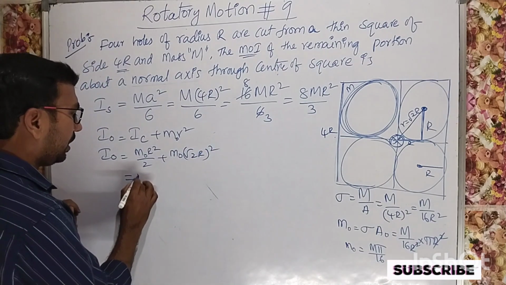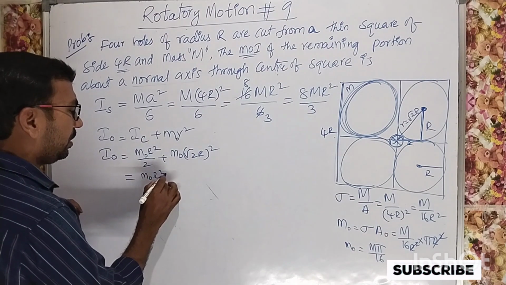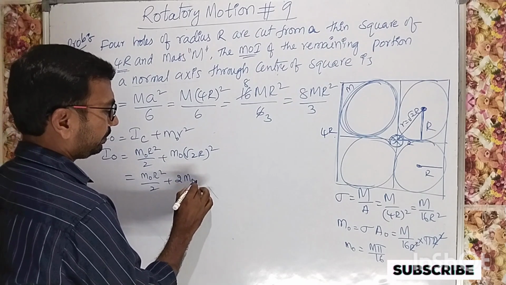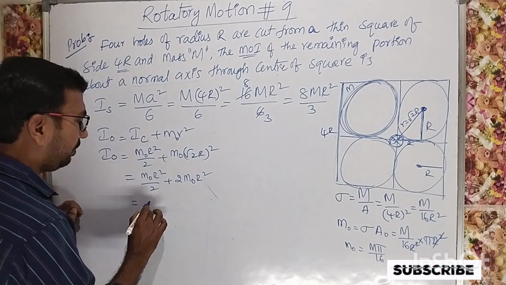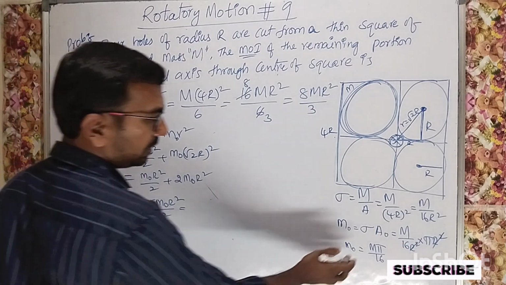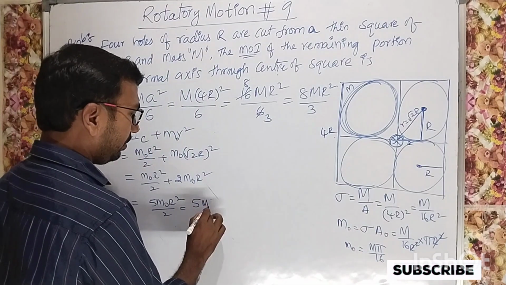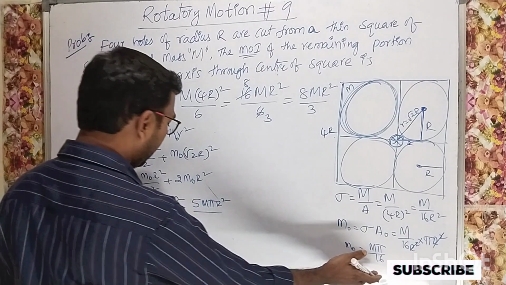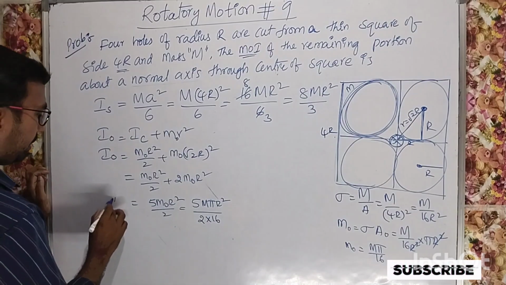Okay. So here m naught, a small mass, the mass of the hole, r square by 2 plus 2 m naught r square. So what is the LCM? It is 2. So here 5 m naught r square by 2, but we know m naught is equal to capital M pi by 16. So 5 capital M pi r square by 16, here 2 is there, into 16. So this is about I naught.